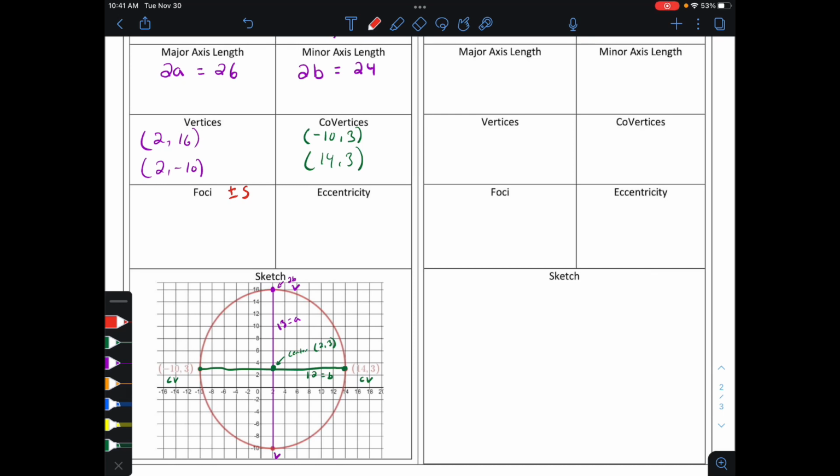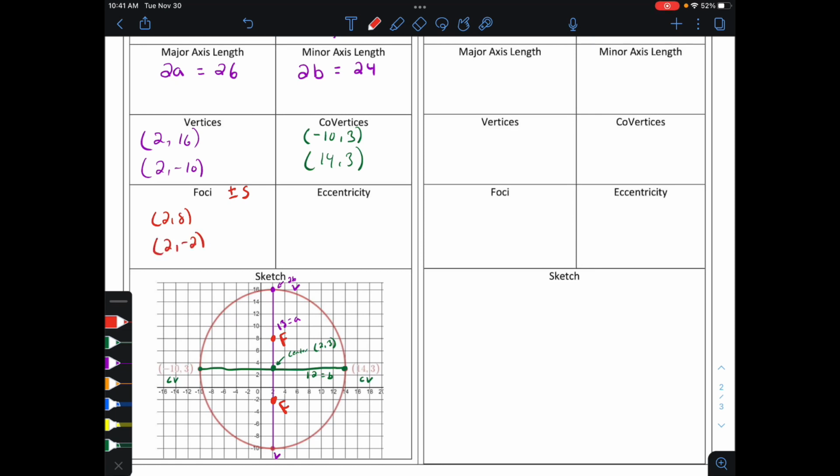So graphically, I go from my center, I'm going to go up 5 units: 1, 2, 3, 4, 5. So we have one focus that's going to be right here. And then I'll have one that's in the other direction between the center and the other vertex. So 1, 2, 3, 4, 5. One's right here. So I'm going to write those coordinates. So we got one at (2, 8), and then we have one at (2, -2).